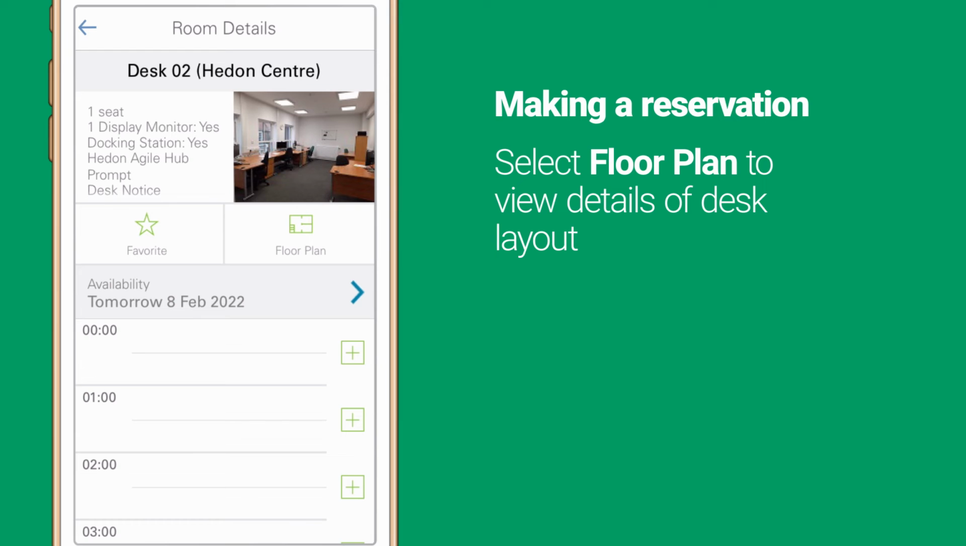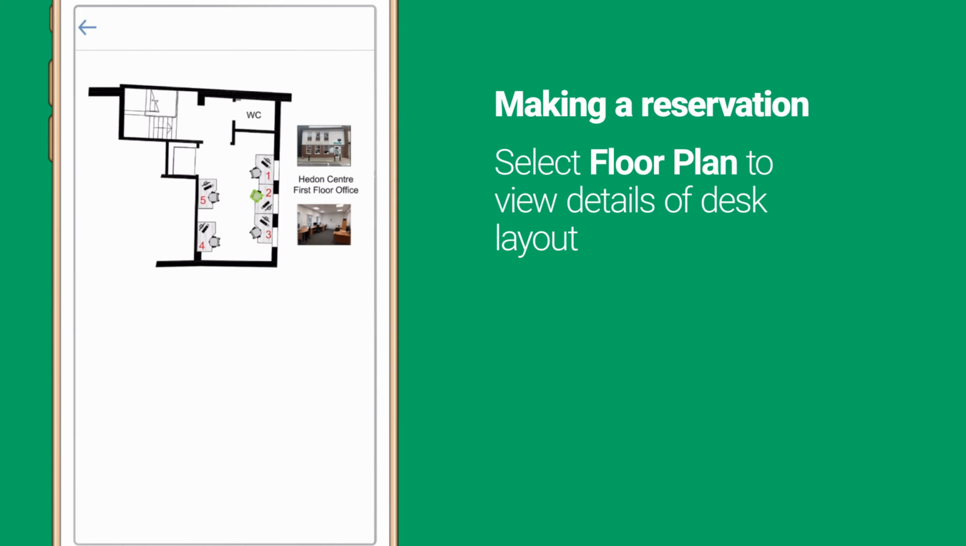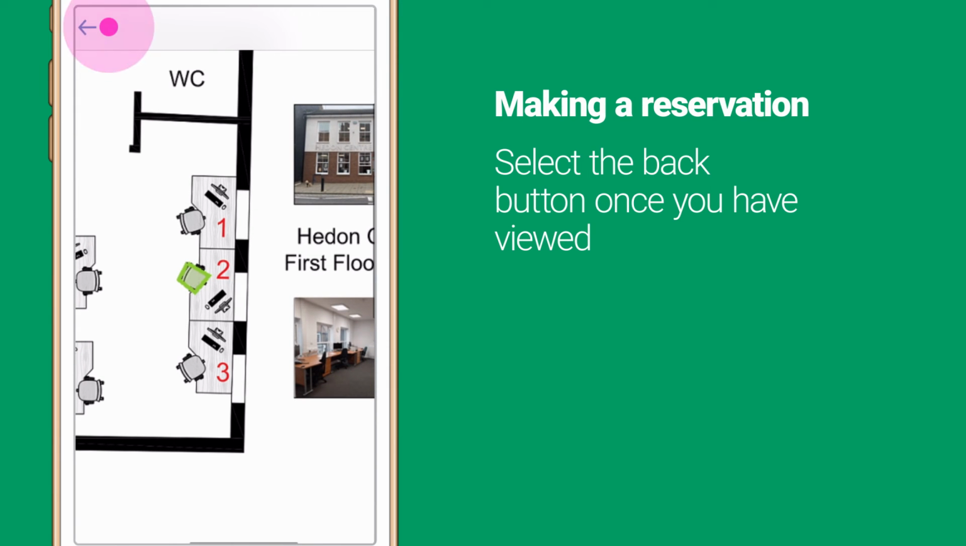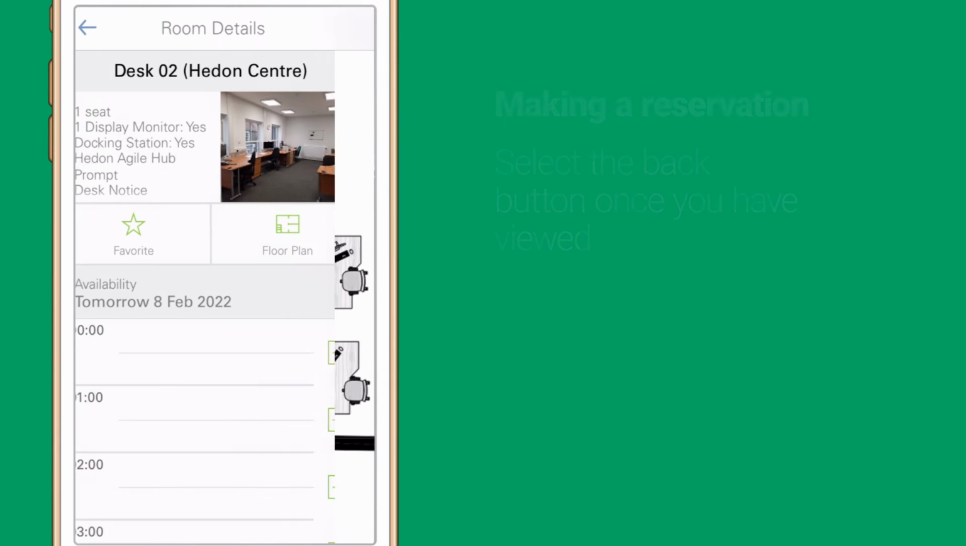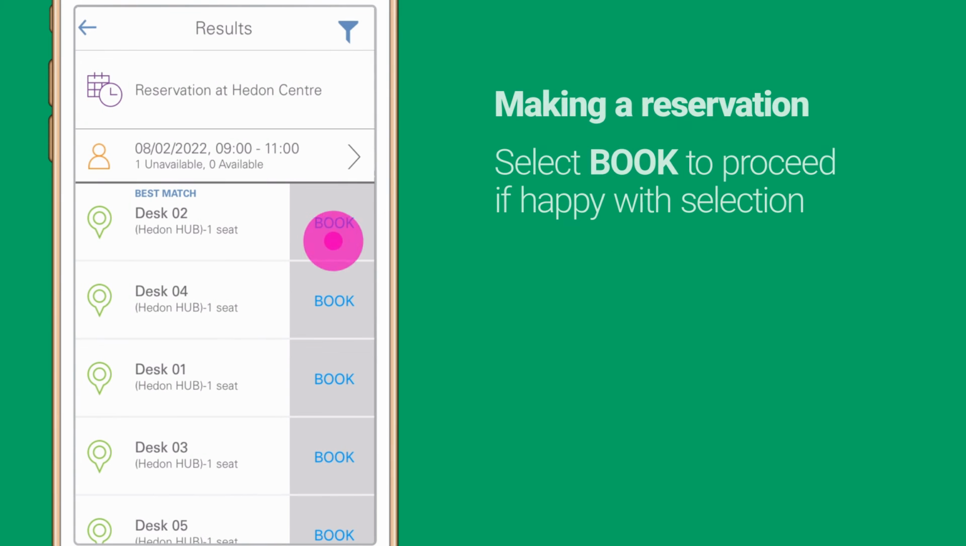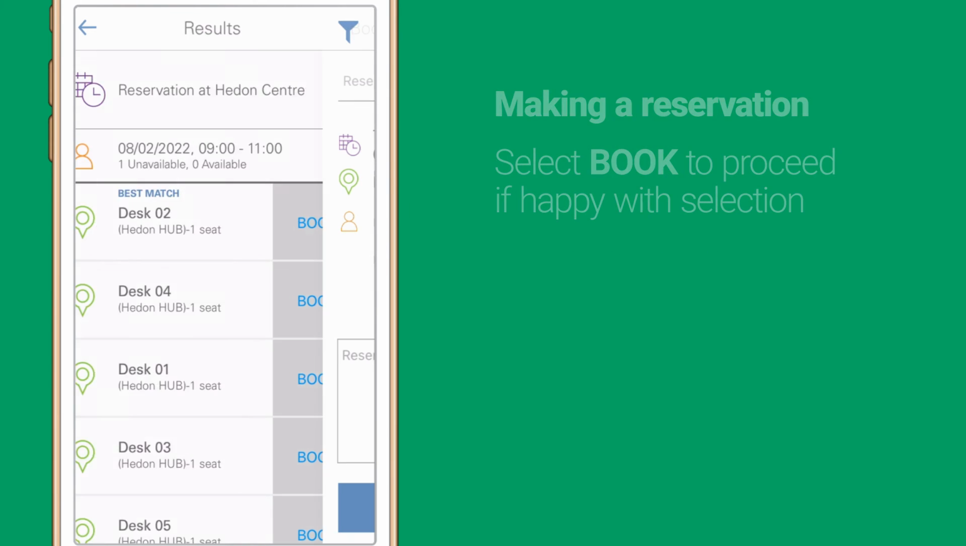Select Floor Plan to view details of desk layout. Select the Back button once you have viewed. Again, select the Back button to return to the booking screen. Select Book to proceed if happy with selection.